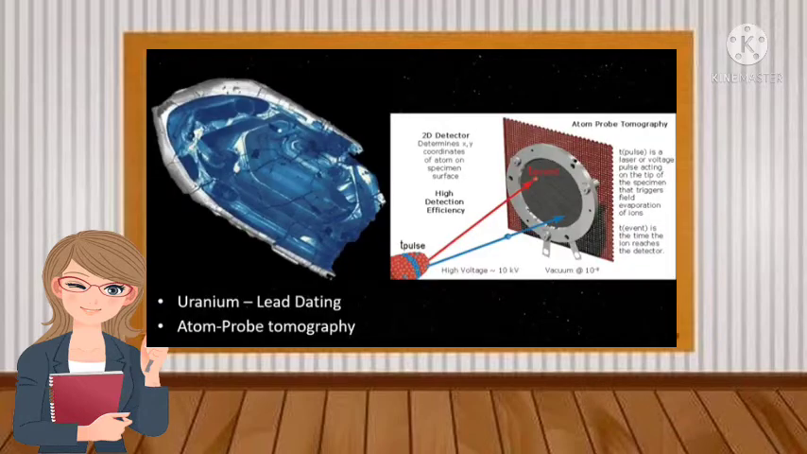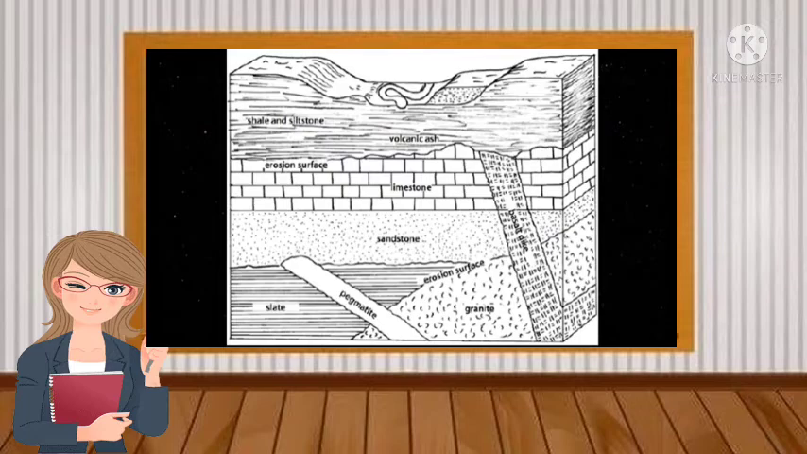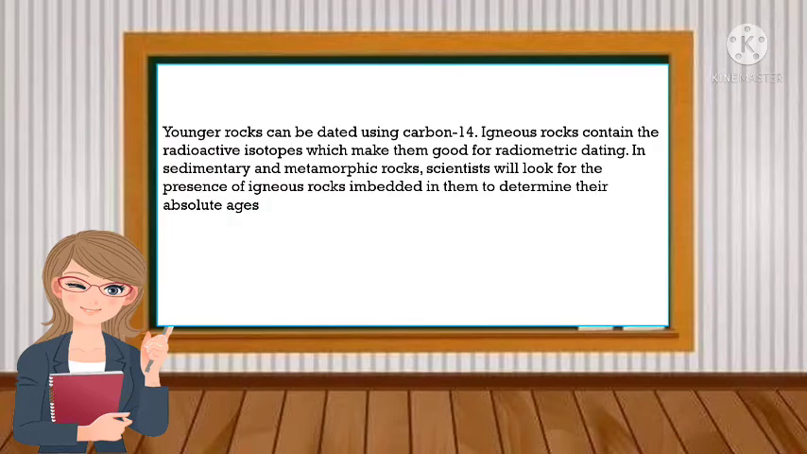Now, let us remember that younger rocks can be dated using carbon-14, and igneous rocks contain the radioactive isotopes, which make them good for radiometric dating. So in sedimentary and metamorphic rocks, scientists will look for the presence of igneous rocks embedded in them to determine their absolute ages.